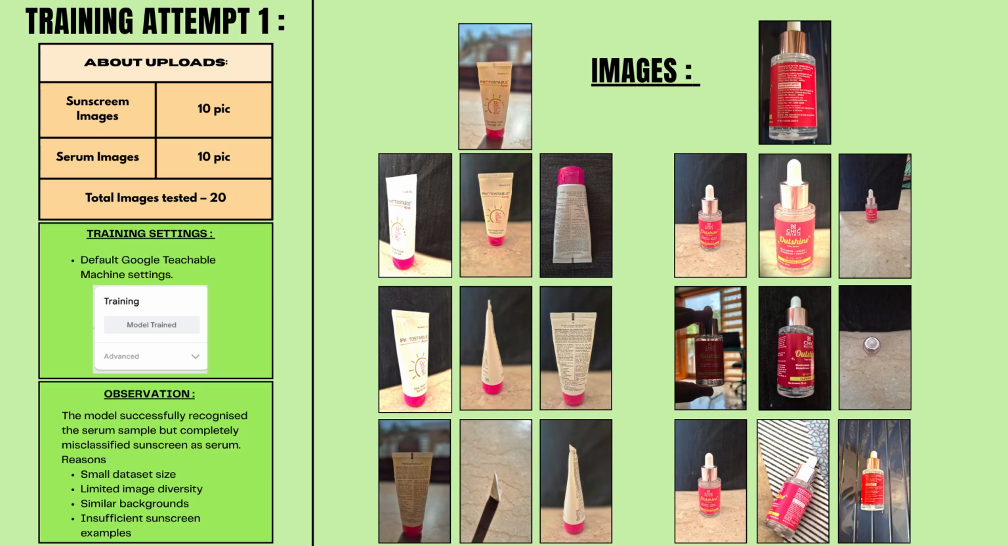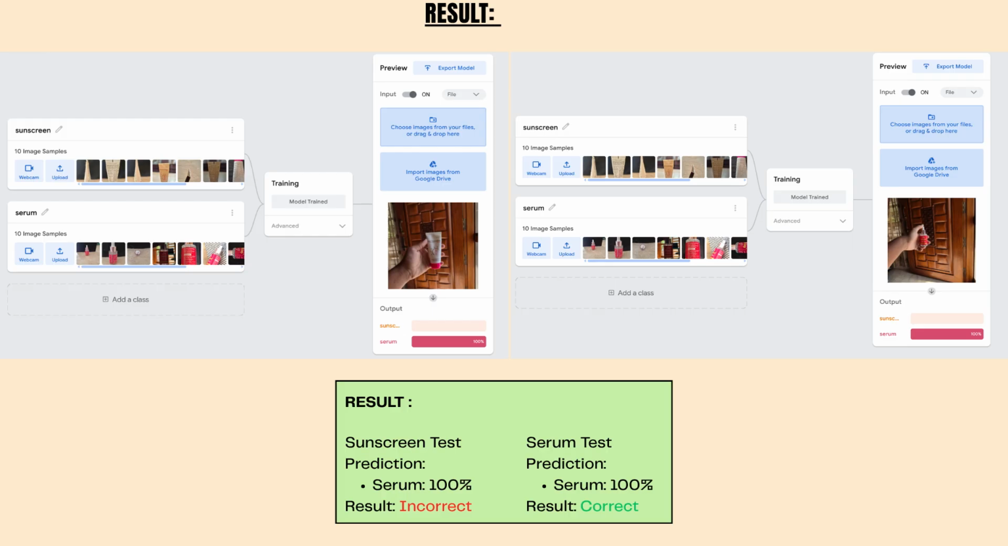Now the reason is that I used a very small number of images, approximately 20, so the data set is too small for a model to be completely trained and to identify properly. Next, I used various backgrounds and various floorings, not one place, so identification also depends on that. In the result, for the sunscreen, after training the model I uploaded an image of the sunscreen, and at the first training my sunscreen outcome was 0% and my serum outcome was 100%, so the final result was incorrect.